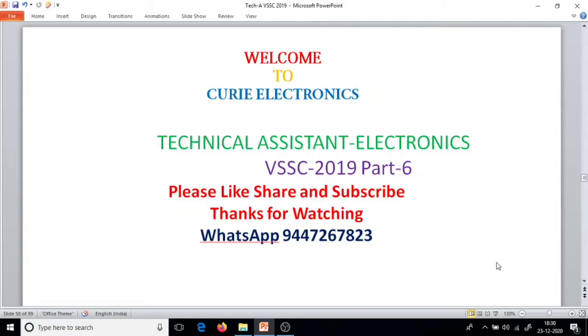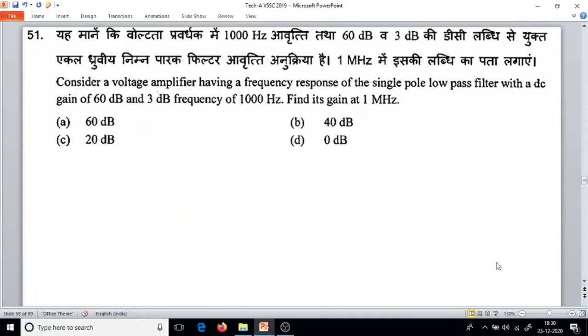So we'll go to question number 51. Consider a voltage amplifier having a frequency response of the single pole low pass filter with a DC gain of 60 dB and 3 dB frequency of 1000 Hz. Find its gain at 1 MHz. At 1 MHz, we have to find the gain.